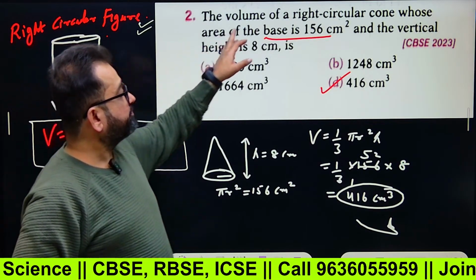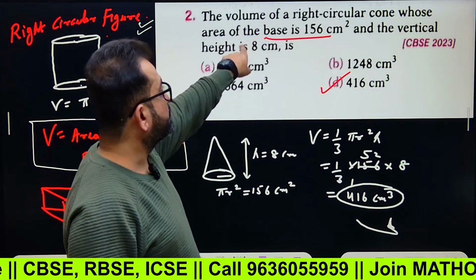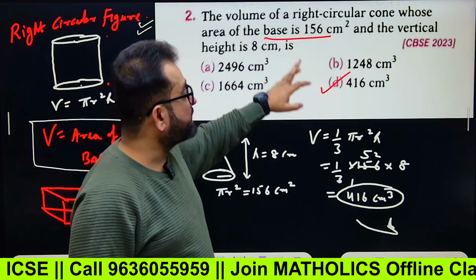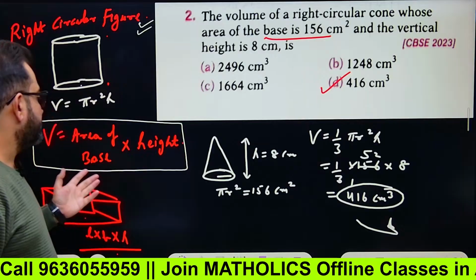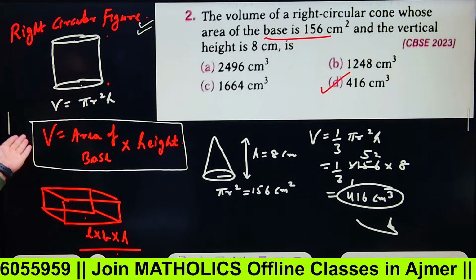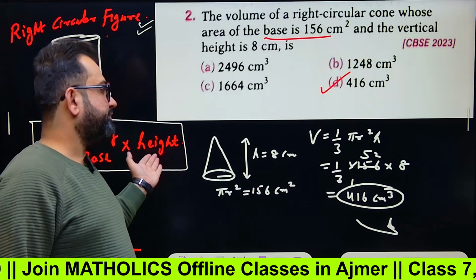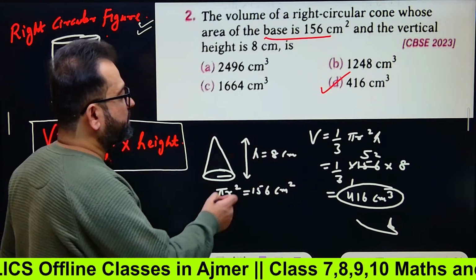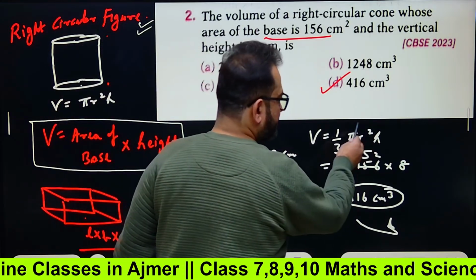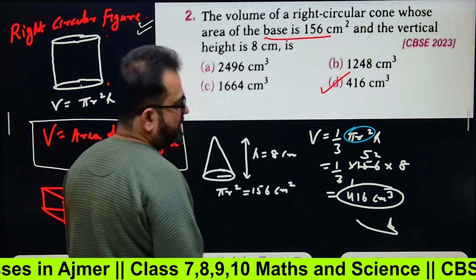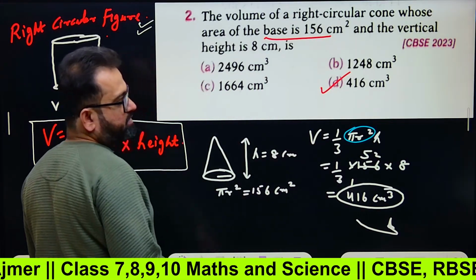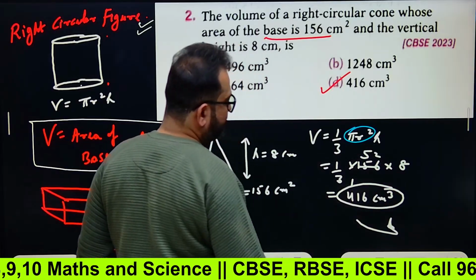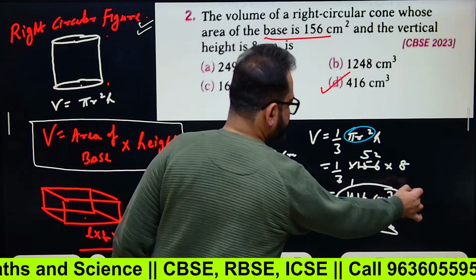So they are saying the volume of a right circular cone whose area of the base is 156 and the vertical height is 8. You cannot apply this directly, but you can use the formula V equals 1 by 3 pi r square h, and pi r square is actually given. What is it? 156. So one third of 156 into 8. You calculate and get the answer as 416 centimeter cubes.